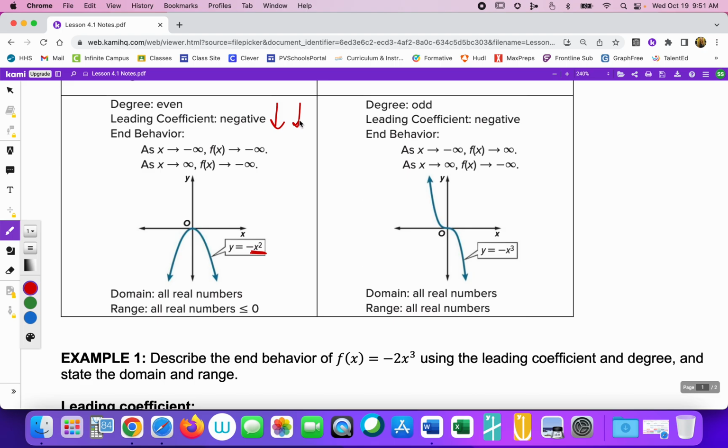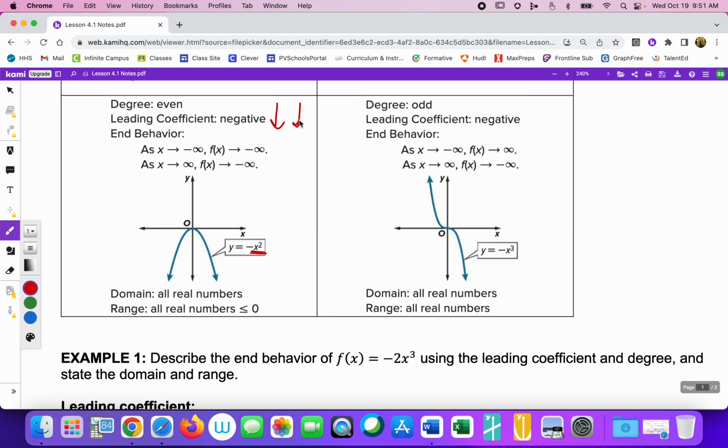This one, domain is still all real numbers, but the range flips. It's all real numbers less than or equal to 0 because that's a maximum instead of a minimum. Okay. So the even ones, the arrows are going the same direction, and it just depends on whether the leading coefficient is positive or negative.